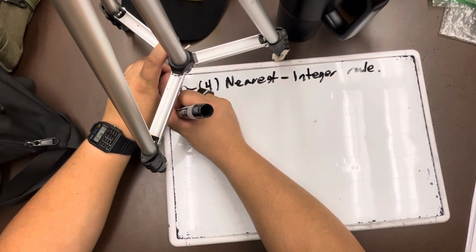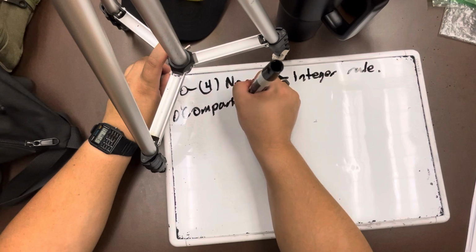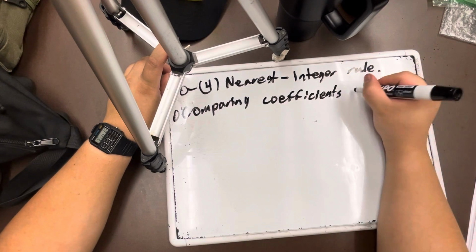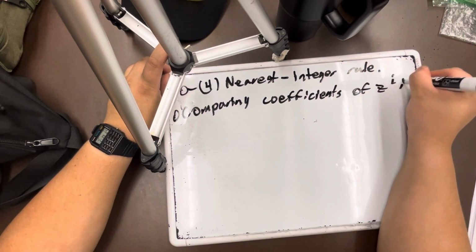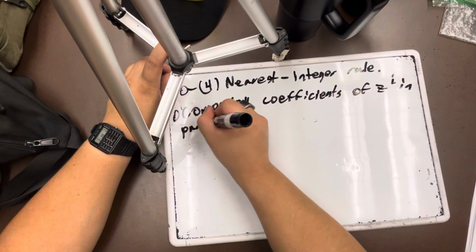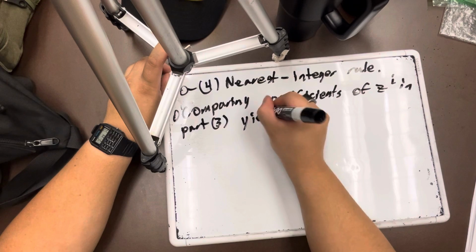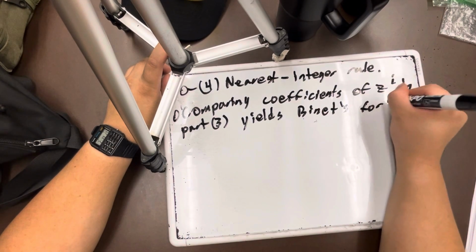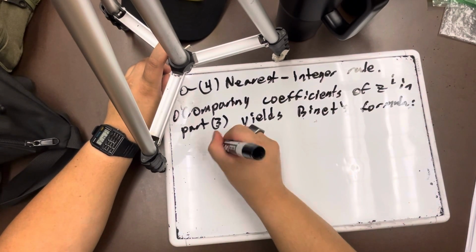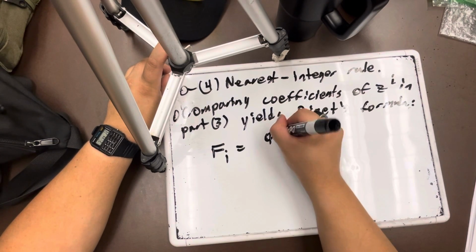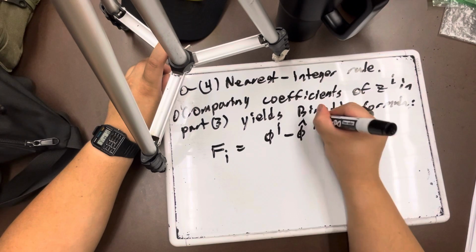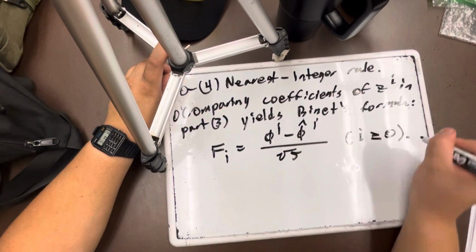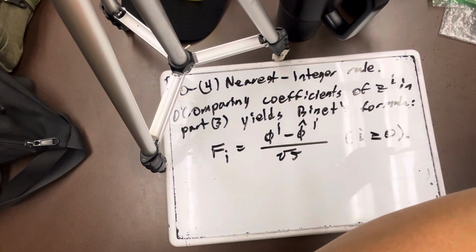So comparing coefficients of z to the power i in part 3 yields Binet's formula, such that f sub i is equal to phi to the power i minus phi hat to the power i over the square root of 5, for i greater than or equal to 0, so non-negative i. Okay.